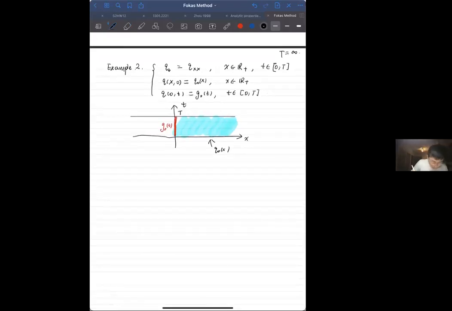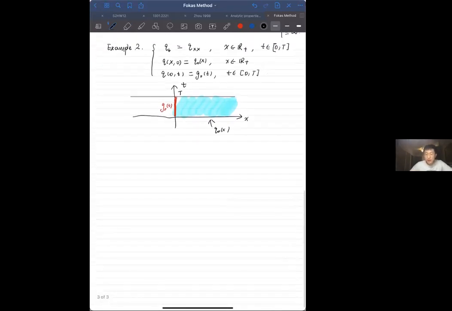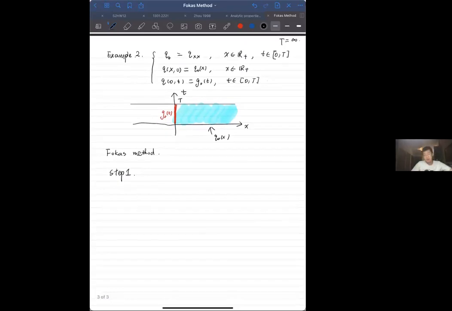Example 2. We're not going to use the classical method, but since we're talking about the Fokas method, this is how the Fokas method works. The first step: you still need to find the Lax pair, but since this is a linear equation, it's very simple.